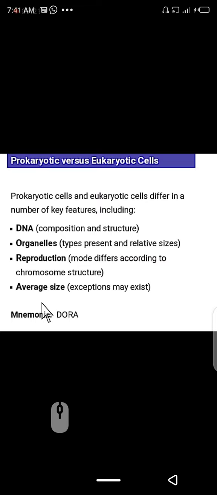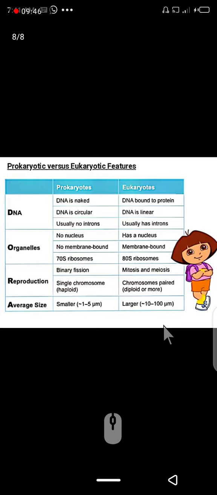The way you can memorize this is using Dora the Explorer, the cartoon. So DNA, organelles, reproduction, average size. Dora: DNA, organelles, reproduction, and average size.